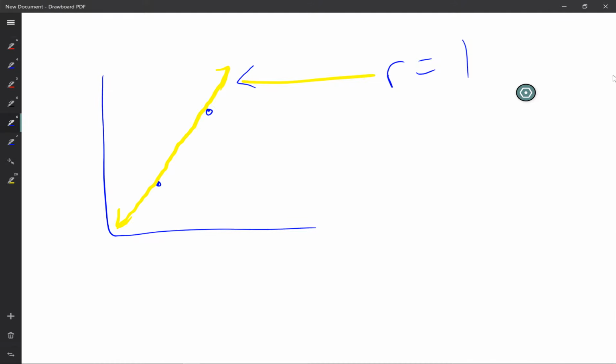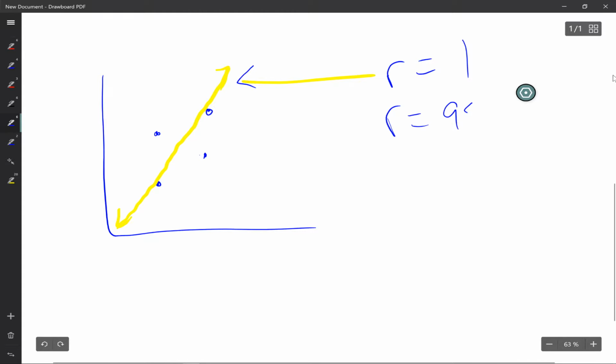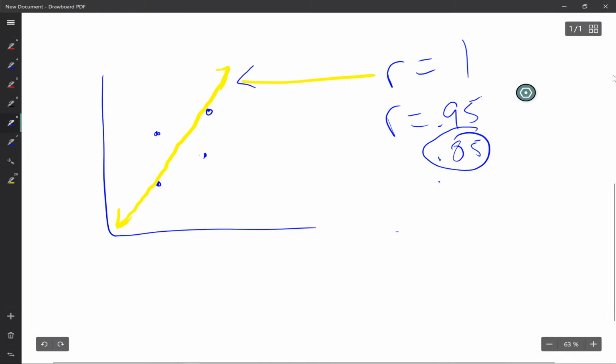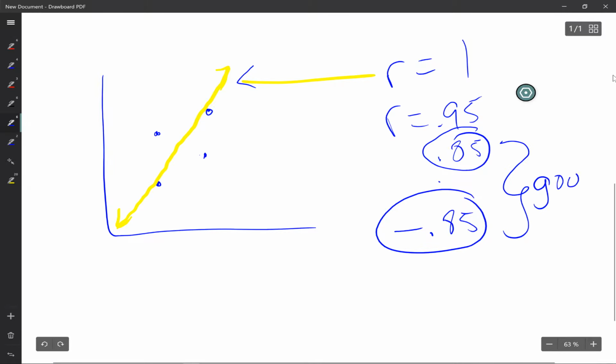Okay? Now, when you start getting more points, like if you got a point here and a point here, then that R value is going to start going down to like 0.95, 0.85. It can keep going depending on how bad the data is off that line. Okay? 0.85 or -0.85 is our cutoff point. Anytime it's 0.85 or more, or -0.85 to -1, this is a good fit, right? It means the data is modeled very nicely with a linear regression, all right?